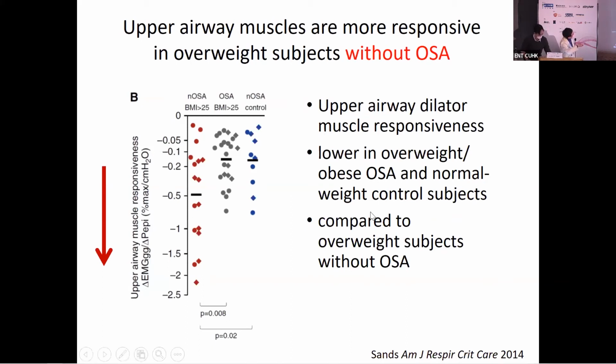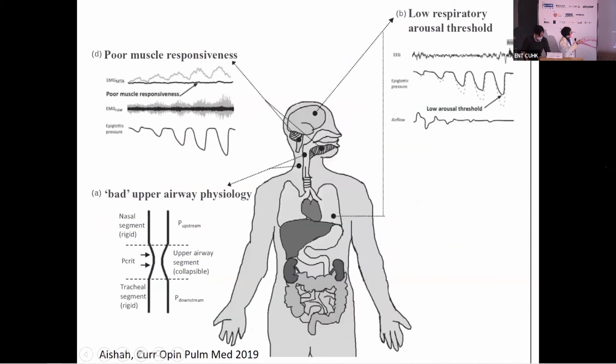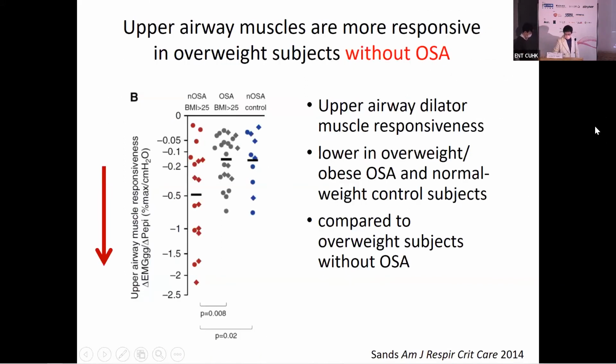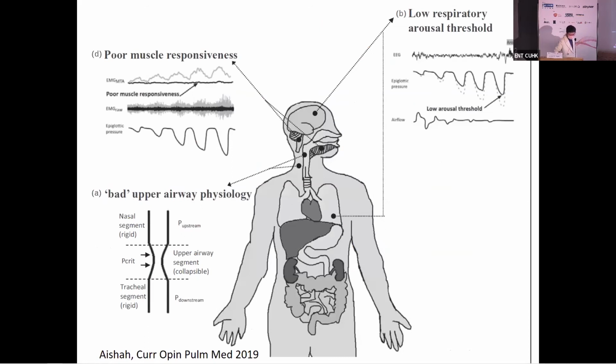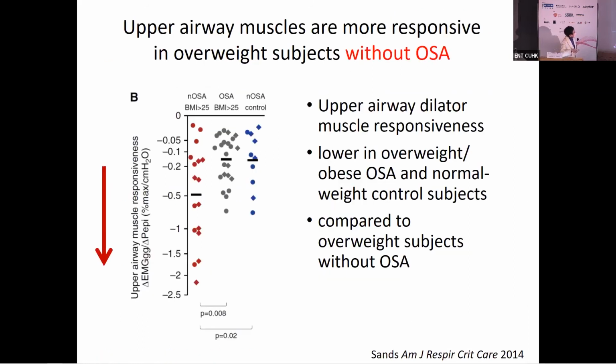So when we look at obese patients, these two groups of patients are both BMI of more than 25. One group has no OSA, one group has OSA. You notice that the patients who are obese but without OSA have excellent muscle responsiveness, whereas those control subjects without OSA or OSA patients who are obese have lower muscle responsiveness.